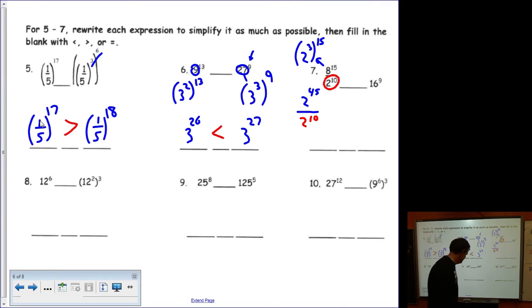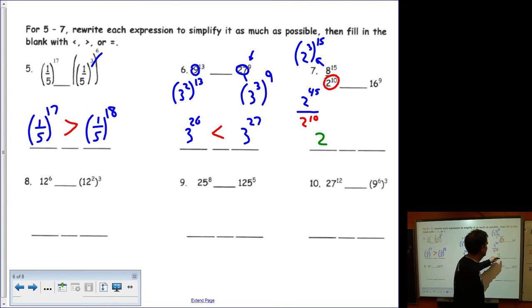And now, this fraction can be simplified because I have the same base on the top and bottom. And when you are simplifying a fraction or dividing, what do you do with the exponents? Well, you subtract, of course. So this would end up being 2 to the 35th power.